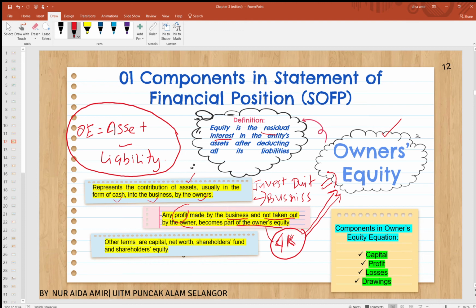Other terms kita boleh panggil sebagai capital. Owner's equity ni kita boleh panggil sebagai capital of the company, net worth, shareholders punya fund, shareholders equity. Shareholders fund ni contoh macam, okay, you ada company besar-besaran. Okay lah, I bagi you example senang lah.